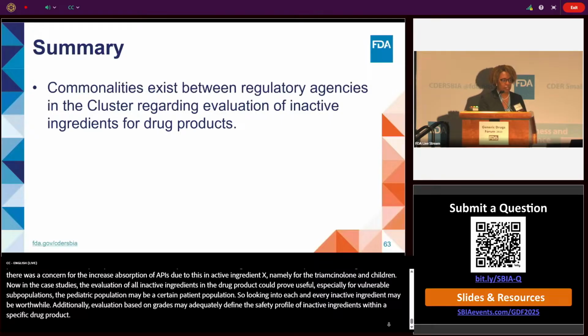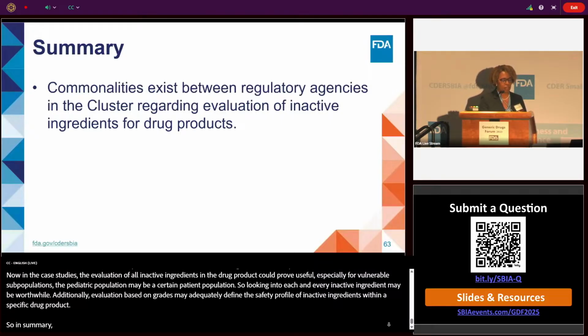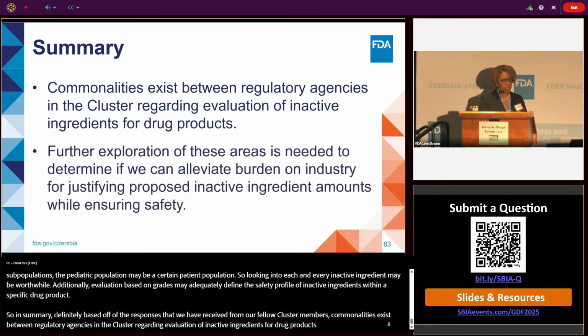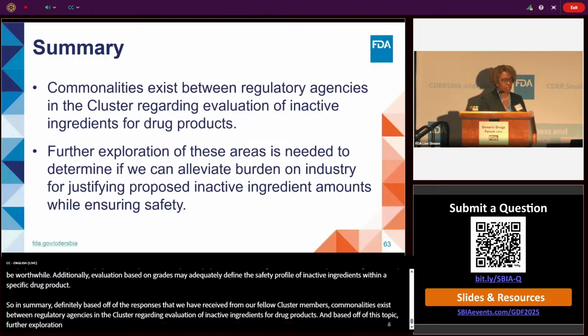So in summary, definitely based off of the responses that we have received from our fellow cluster members, commonalities exist between regulatory agencies in the cluster regarding evaluation of inactive ingredients for drug products. And based off of this topic, further exploration of these areas is needed to determine if we can possibly alleviate the burden on industry for justifying proposed inactive ingredient amounts while ensuring safety.